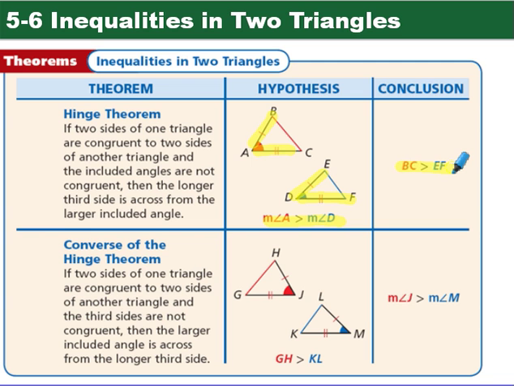greater than EF. The converse says if two sides of one triangle are congruent to two sides of another, and the third sides are not congruent, then the larger included angle is across from the longer third side. And notice they're talking about the included angle, so it is the angle in between the two congruent sides. So in this case, we have two congruent sides, and it tells us that side GH is greater than side KL. So that means that angle J has to be greater than angle M.